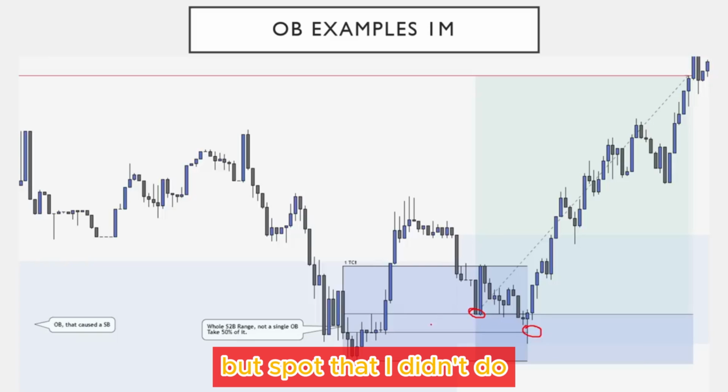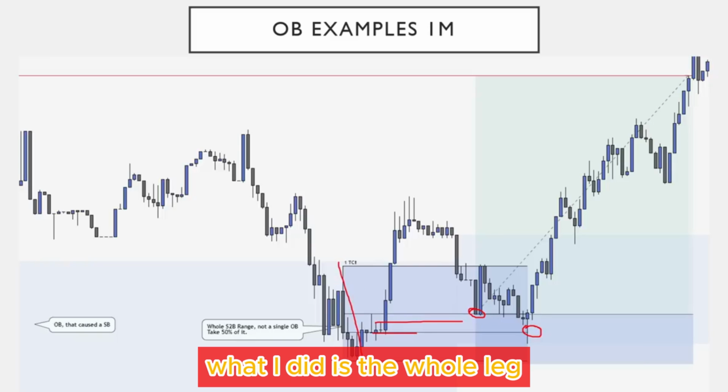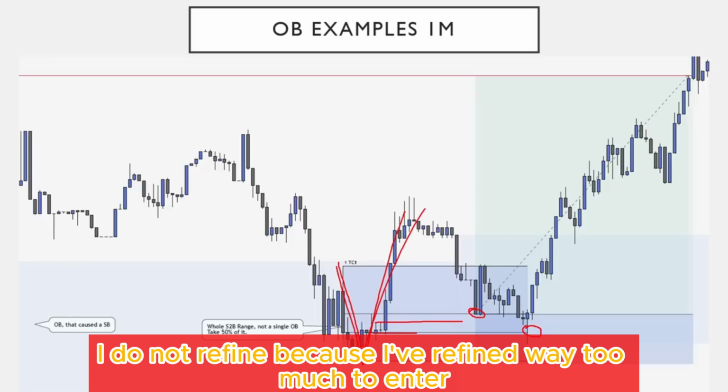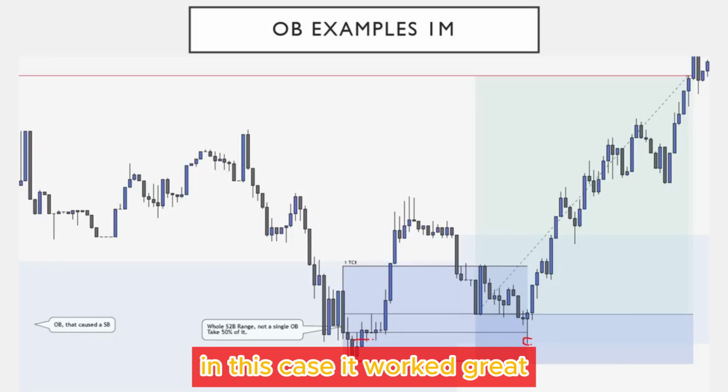Okay? But spot that I didn't do this. What I did is the whole leg, the whole sell to buy. So again, I do not refine because I've refined way too much to enter with a 1 pip stop loss. It just doesn't work. I'm telling you for now, in this case, it worked great.